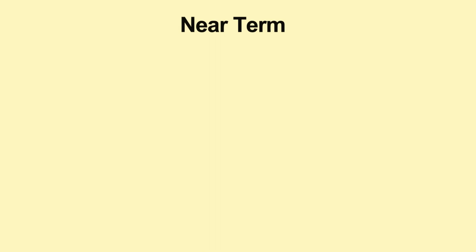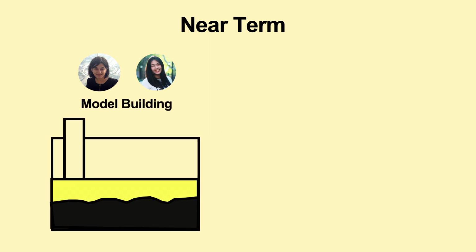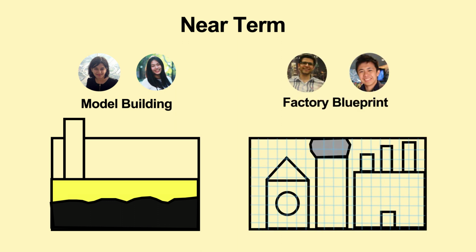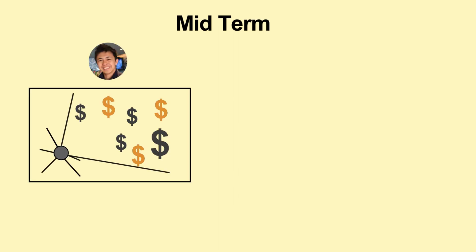In the near term, Vijaya and Grace will build a toy model to determine the most economically feasible droplet density and conduct environmental sustainability tests. Mohamed will design a factory blueprint to produce droplets while Leonard will perform the financial calculations for the factory. In the midterm, Leonard will leverage his VC connections to raise seed capital to fund our construction.